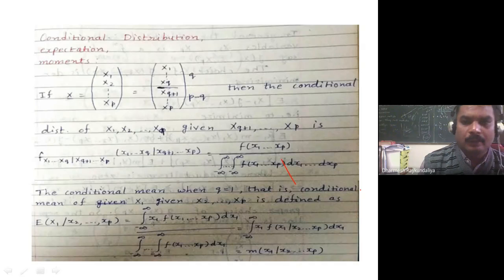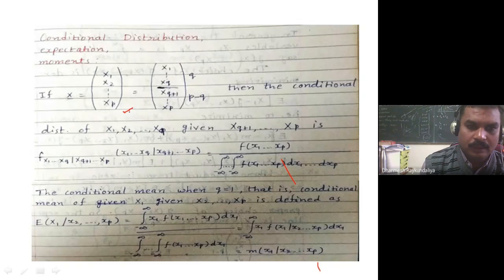Now we will talk about the conditional distribution, expectation, and corresponding moment. Suppose x is a vector of p elements, and we partition this vector into two parts, one part having q elements and the second part having p minus q elements. That means in the first part we have the variables x1, x2, up to xq, and in the second part we have xq plus 1 to xp.